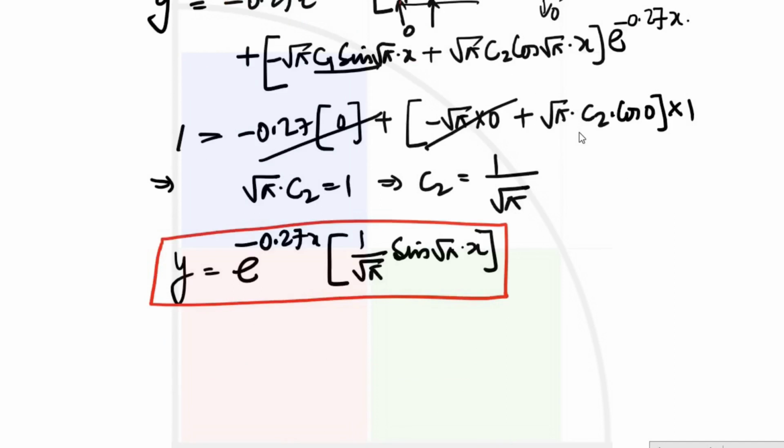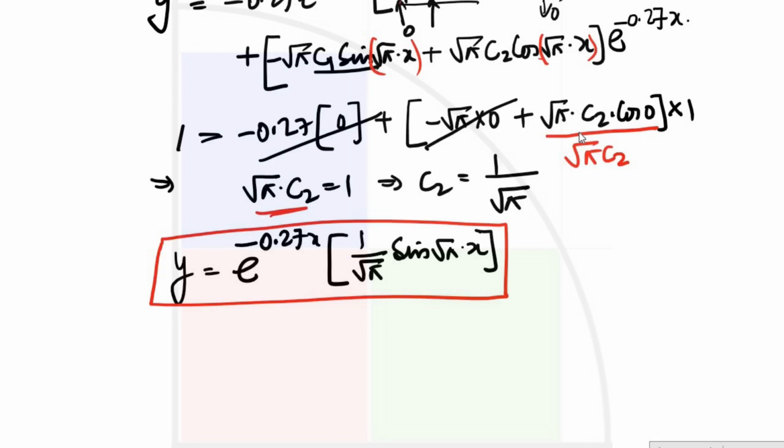And this is part of the cos, I think. So we get here it is 0, and here the square root of pi C2 cos 0 will be 1, and then e to the power minus 27x when x is 0, this is also 1. So we get square root of pi C2 cos 0, which is nothing but square root of pi C2, and square root of pi C2 is equal to 1 will be obtained, and from here C2 will be obtained as 1 by square root of pi. So we will take this and substitute, and we will get this particular answer.